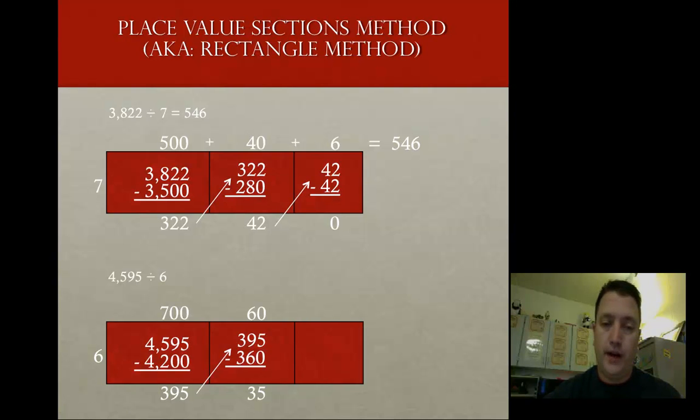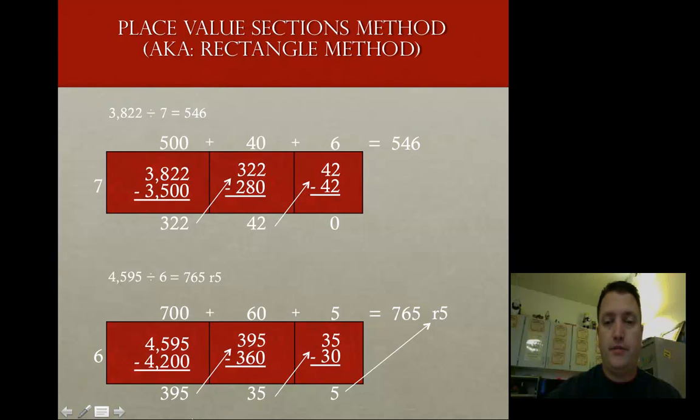Subtract, that's 35. I'm going to bring that up. I've got 35. That'll go in there 5 times. That's going to be 30. Subtract, I get 5. So I'm going to add up. 765 is the total. And I'm going to put my remainder 5 right at the end here. Because 6 is bigger than 5, I know it can't go in there, so we're going to put remainder 5. Now you could write that as a fraction, 5/6, for those of you who know how to do that, and that's okay as well.